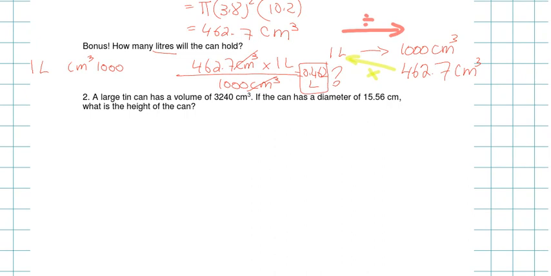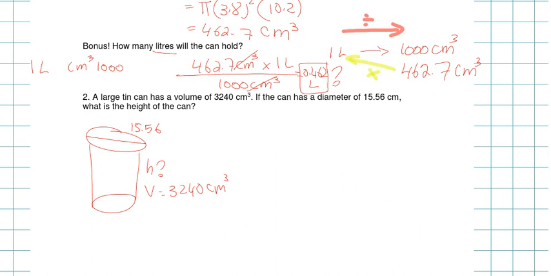A large tin can has a volume of 3240 centimeter cubed. If the can has a diameter of 15.56 centimeter, what is the height of the can? So we know it's a can, so it's a cylindrical shape. I know the diameter, which is 15.56. I don't know what the height is. I know that the volume is 3240. What do we do? What's the formula?